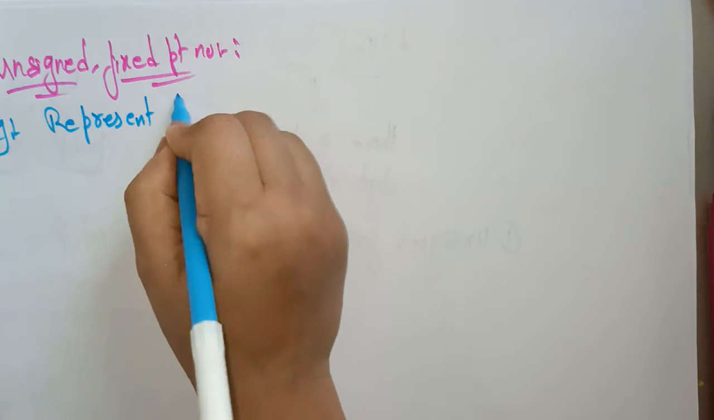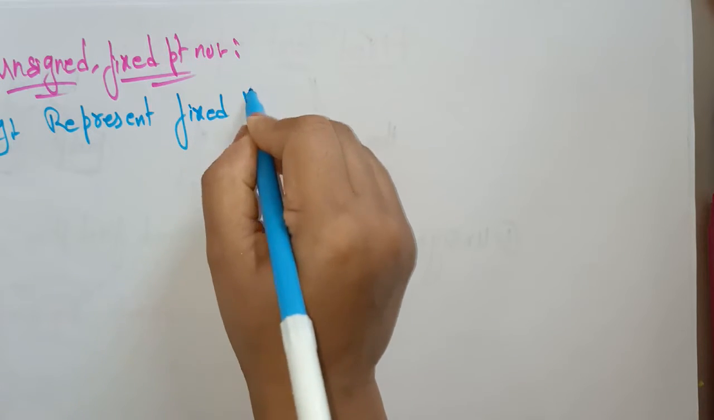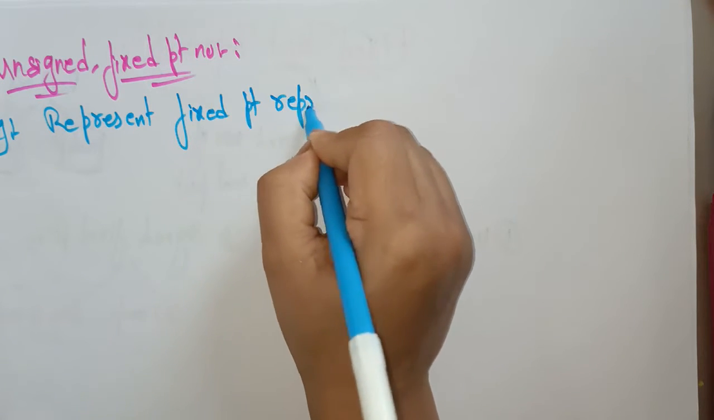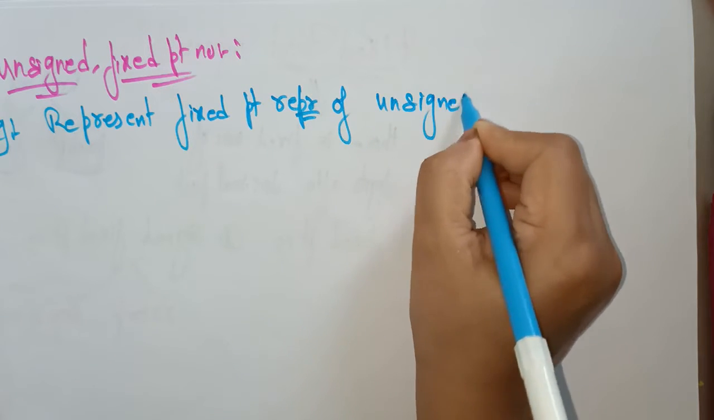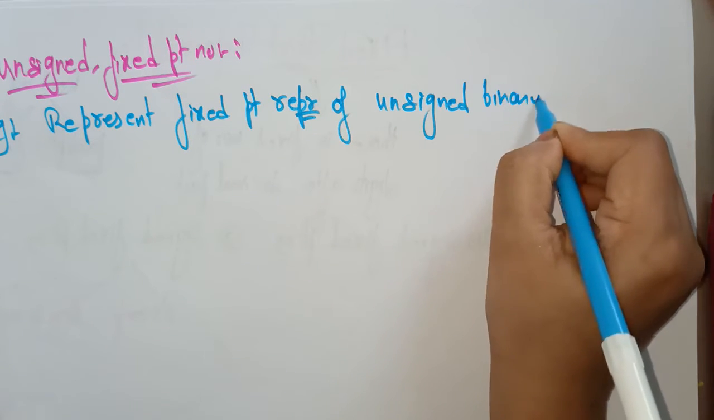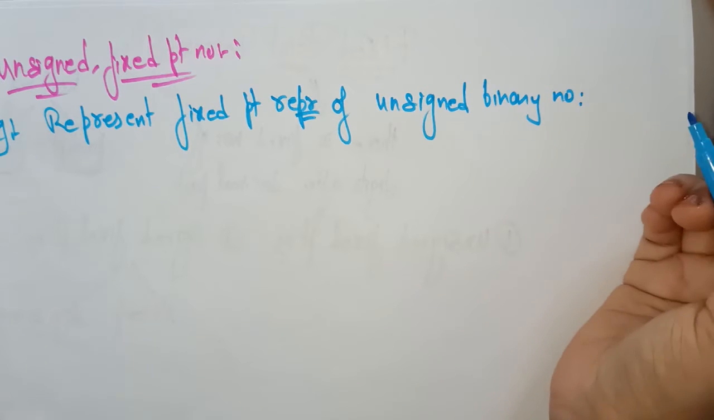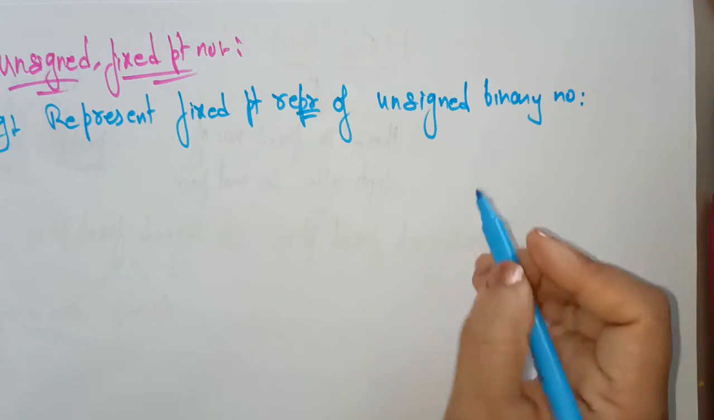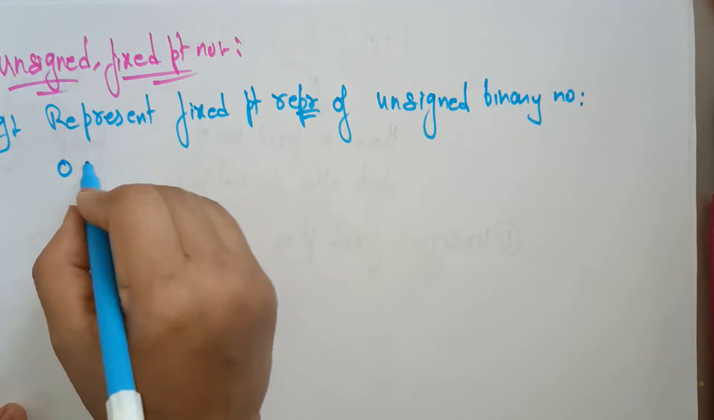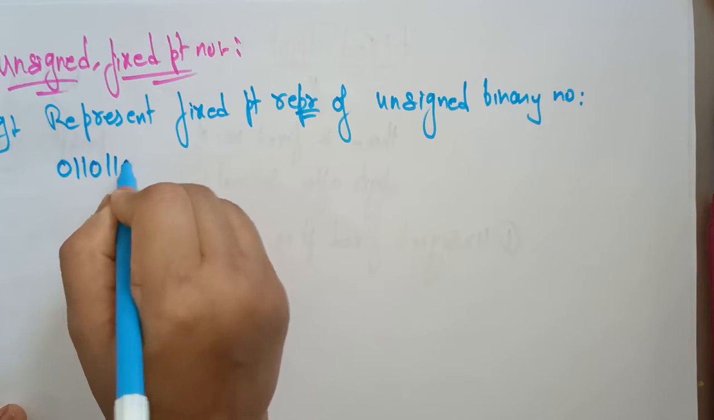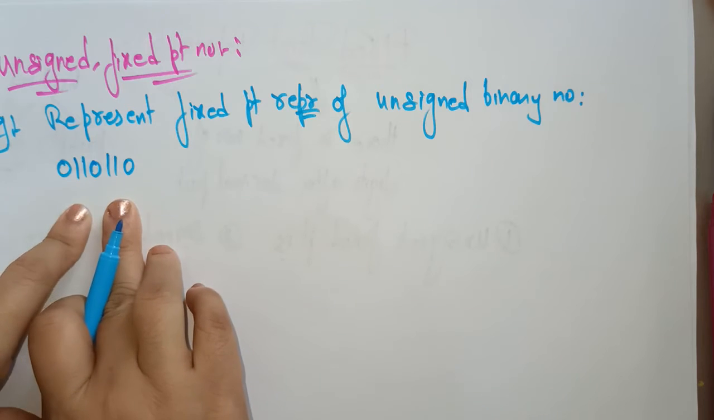Represent a fixed point representation of an unsigned binary number. So they are giving some binary number which is unsigned. Unsigned means the most significant bit should be 0, 0110. So they have said that it is an unsigned binary number.